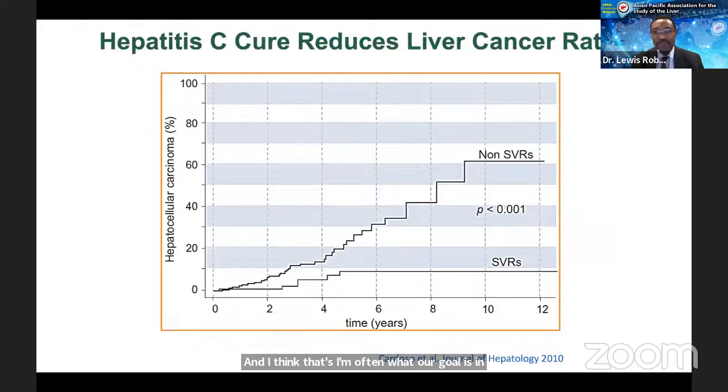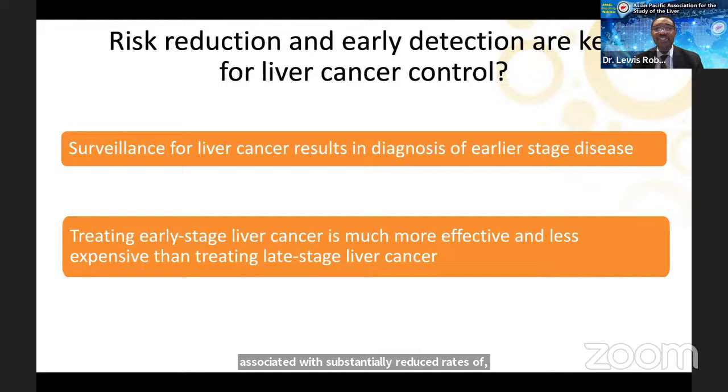And this is just data showing that in the case of hepatitis C, this early data shows that achieving sustained virological response is associated with substantially reduced rates of hepatocellular carcinoma. So risk reduction and early detection are key for liver cancer control. I think we all here understand that surveillance for liver cancer results in diagnosis of earlier stage disease, and treating early stage liver cancer is much more effective and less expensive than treating late stage liver cancer.